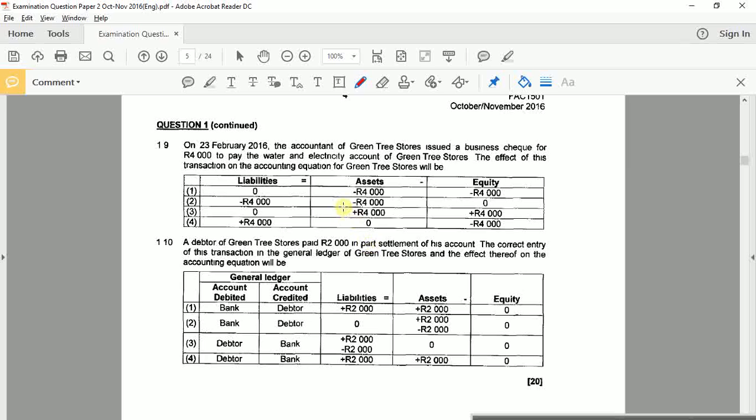On 23rd of February 2016, the accountant of Green Tea Stores issued a business cheque for 4,000 to pay the water and electricity account of Green Tea Stores. The effect of this transaction on the accounting equation for Green Tea Stores will be... It's either one or three. Okay, you need to decide.